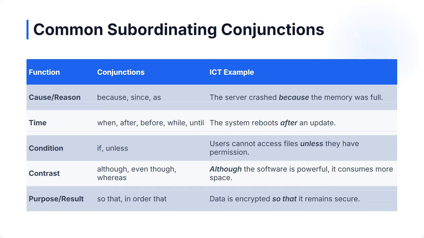We have other conjunctions of condition like if, unless. For example, users cannot access files unless they have permission. Or we can start differently with the dependent clause, saying, unless they have permission, we need to put a comma and then we carry on. Users cannot access files unless they have permission, or unless users have permission, comma, they cannot access files.